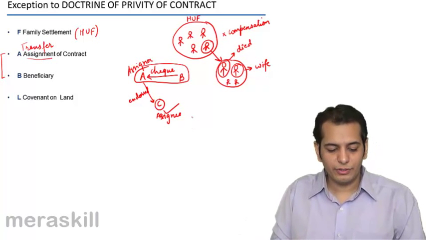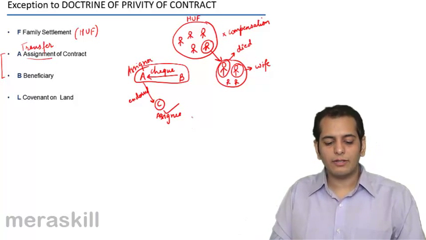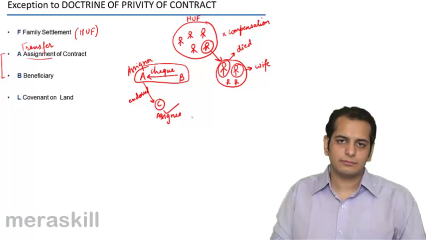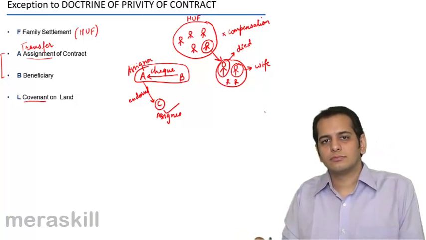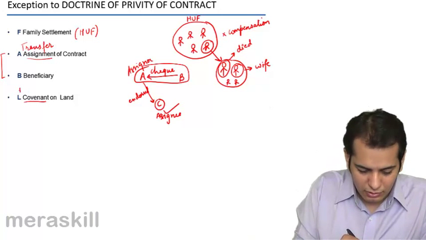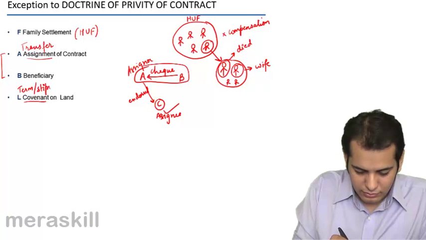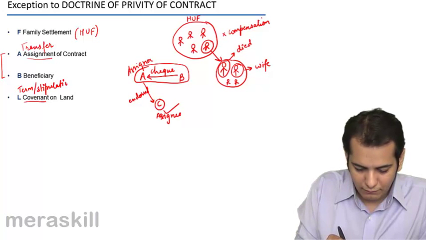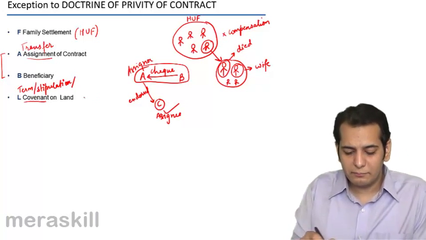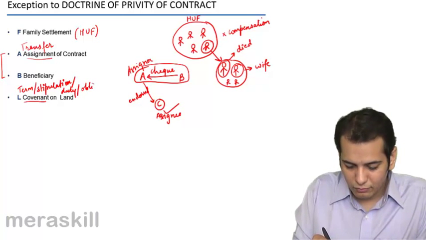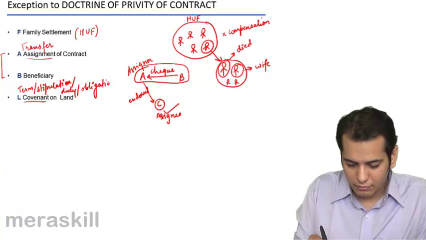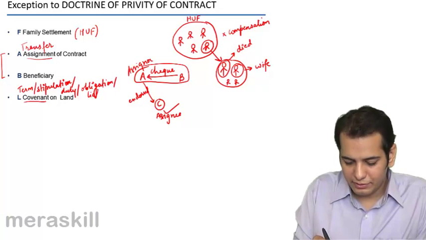The next point is covenant running on land. Now, what do you mean by a covenant? Covenant means a term or stipulation. It may also imply a duty, obligation, or liability.